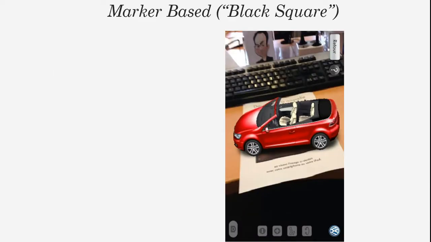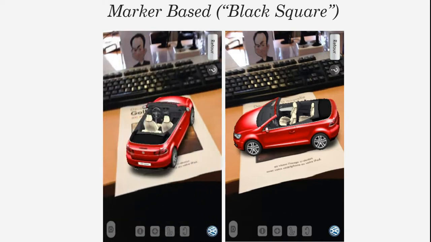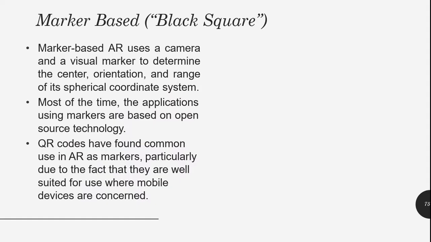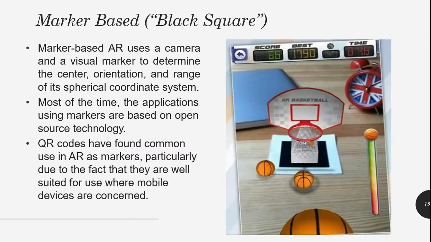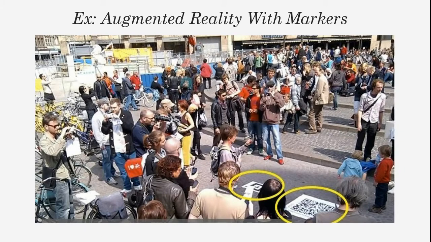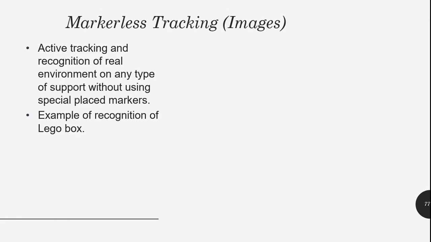One method for an AR system to recognize elements of the physical world is through the use of so-called markers that, when processed through the camera, alert the system that relevant information for overlay can be downloaded from the internet. A marker, generally a black square, is used by the app on the mobile as a placeholder for augmented information to be displayed. Marker-based AR uses a camera and a visual marker to determine the center, orientation and range of its spherical coordinate system. Now let's learn markerless tracking.